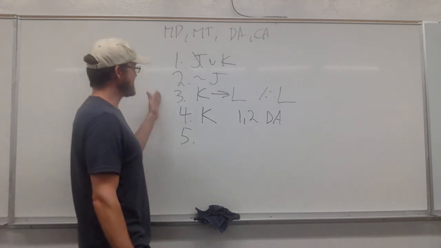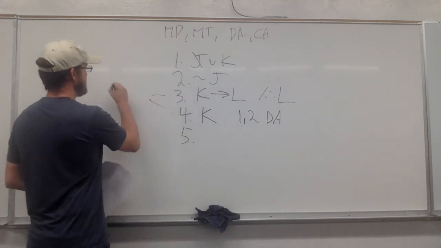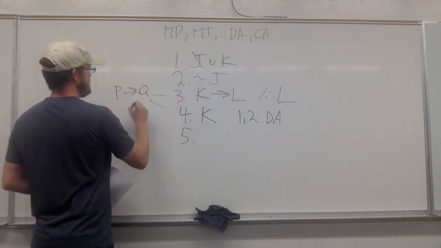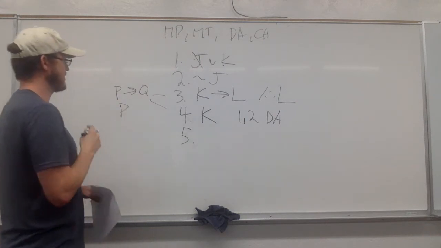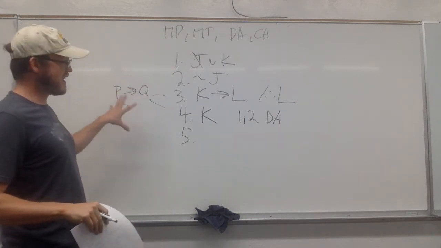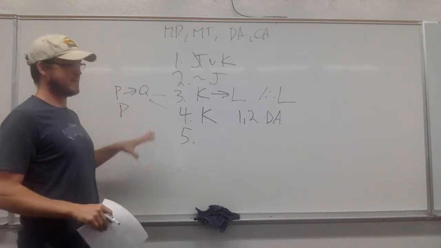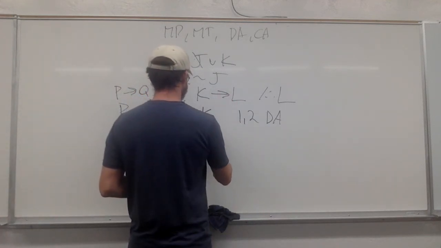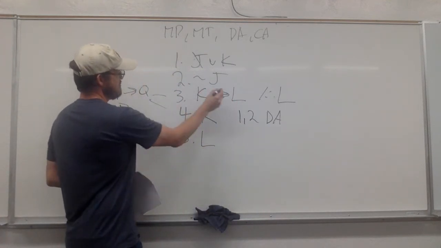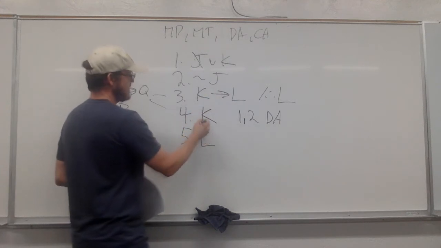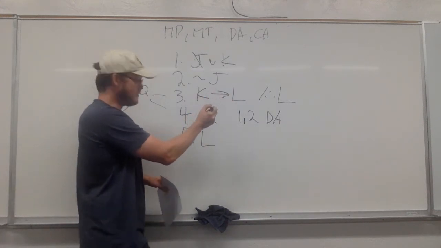And now I can easily see this completely fits the modus ponens form, doesn't it? P arrow Q, P, therefore Q. It fits the same form. It's the same idea. And so I can say, all right, I can get an L from doing modus ponens with these 2 lines. Again, try to look and see that it matches the form.